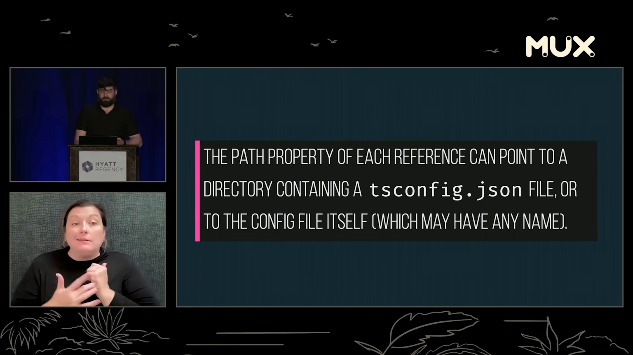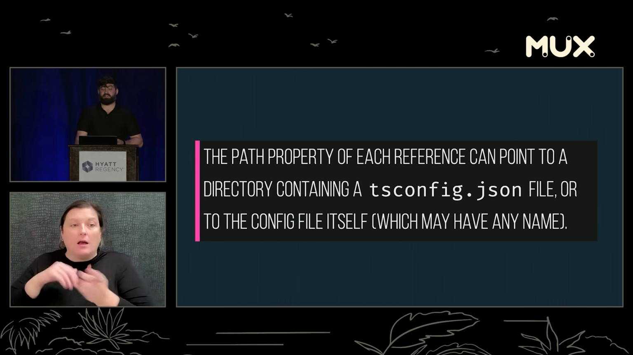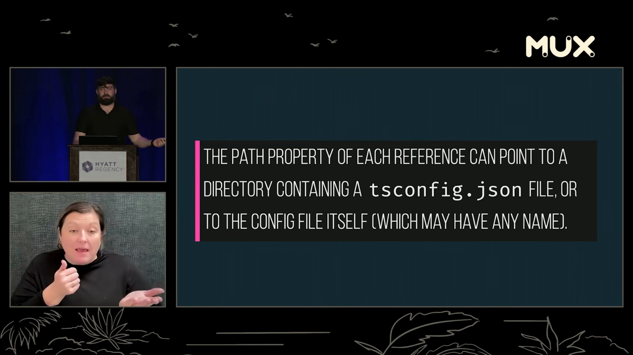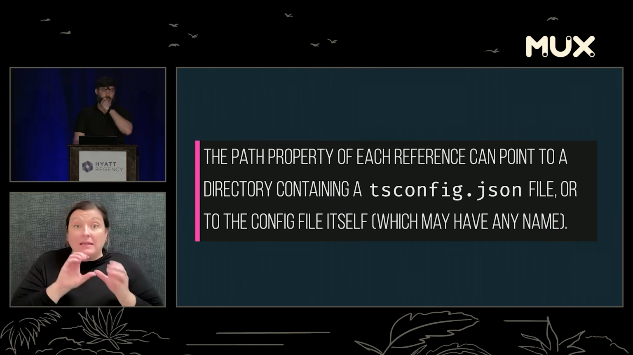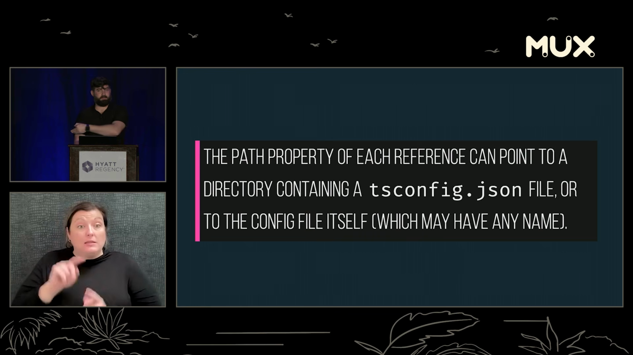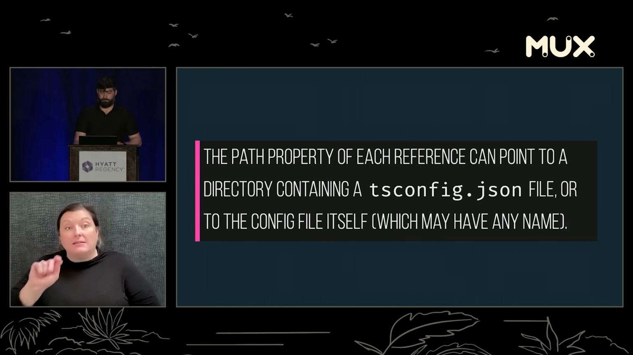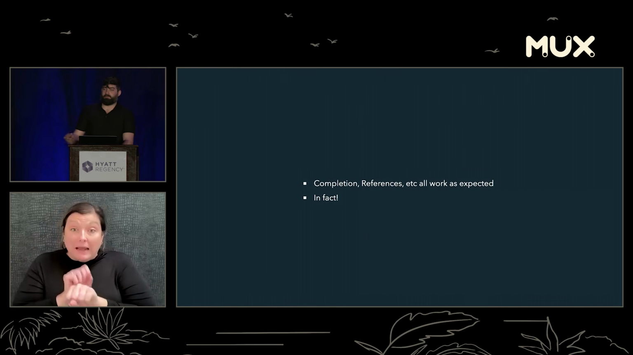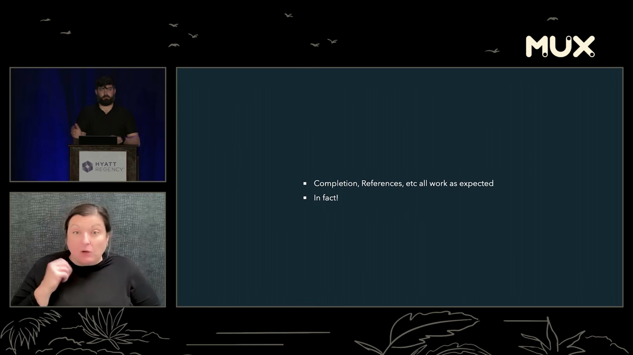Technical definition from TypeScript's docs: the path property of each reference can point to a directory containing a tsconfig or the config file itself, which may have any name. So it could just be a tsconfig.json. It could be project.a.config.json, whatever. So it actually improves the type experience by making sure all those types are available.